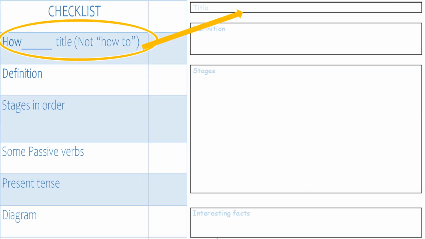Choose a title. Usually it will have how in it, how a car is made, or how does sound travel. If you are writing about a cycle in nature, your title will be something like The Water Cycle or The Life Cycle of the Butterfly.